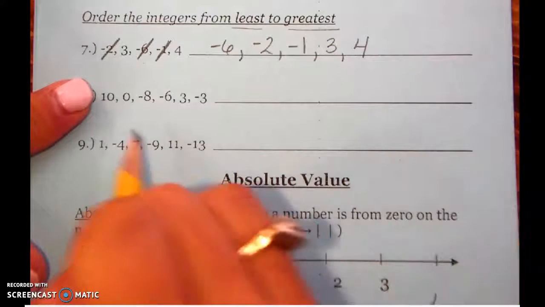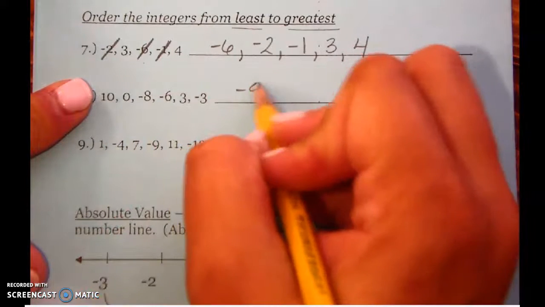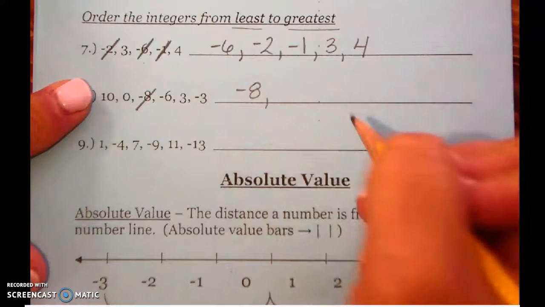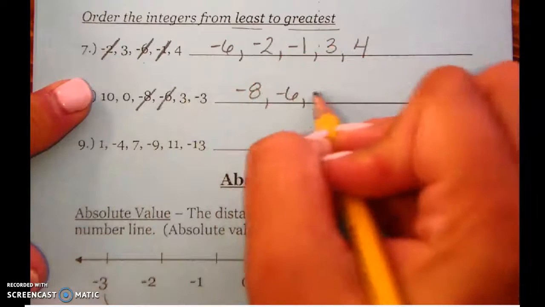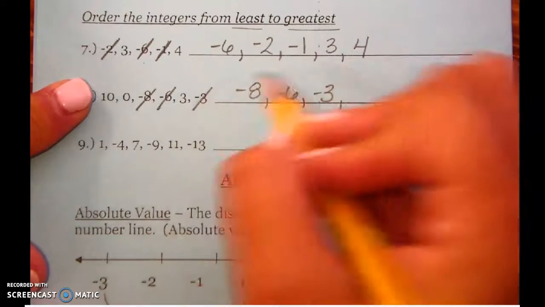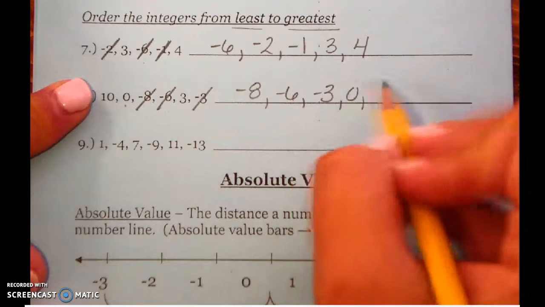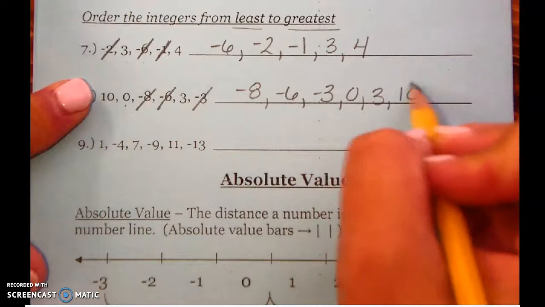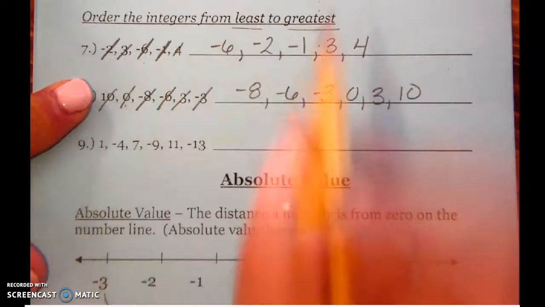Number 8, our smallest number would be -8. Mark it out. Then -6, -3. Then we have 0, 3, and 10. So 0, 3, 10.